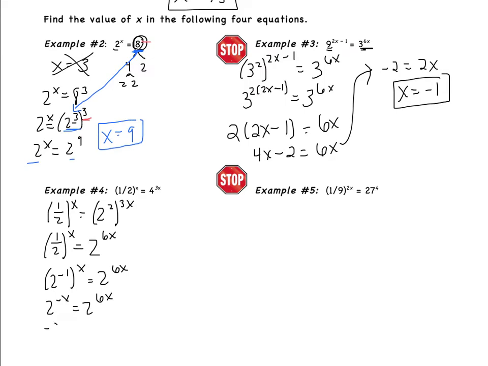I have negative x equals 6x. If I add that negative x to the right side, I have 0 equals 7x, and x equals 0. So if I were to substitute in 0, both sides of the equation would be the same.